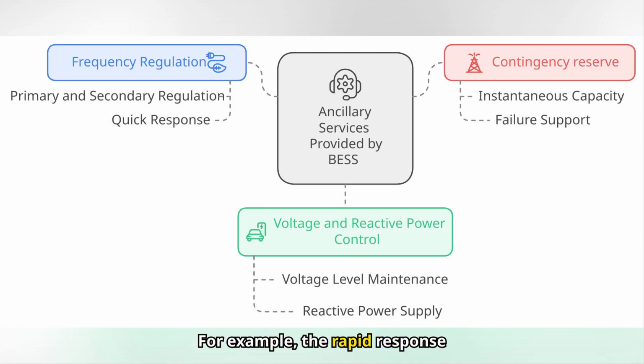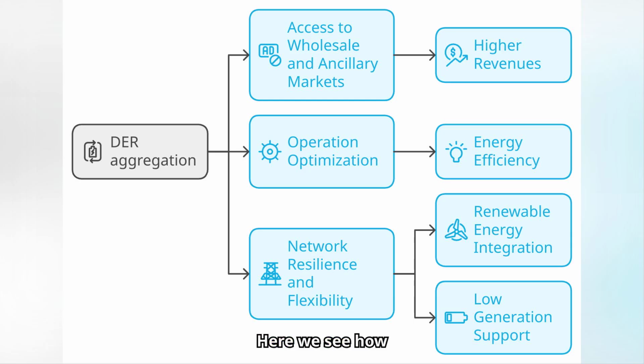For example, the rapid response capability of the BESS is ideal for contingency reserves, while voltage control improves the quality of supply. With BESSes, you can offer these services almost instantaneously, increasing your ability to capture opportunities in dynamic markets. Here we see how distributed resource aggregation allows multiple small systems to combine to operate as a cohesive unit, improving access to wholesale and ancillary markets.